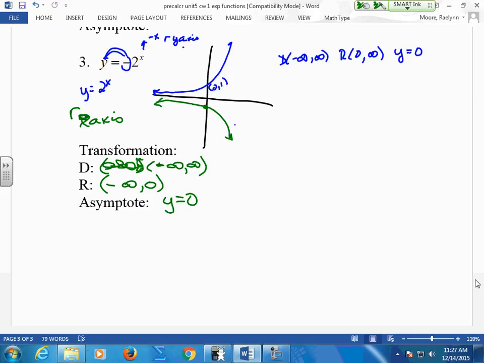And we call this the reflection over your x-axis. If the negative was by the x, it would be a reflection in your y-axis. But because it's not affecting the x, it's affecting the y, it's a reflection over your x-axis. Good? Basic transformation.